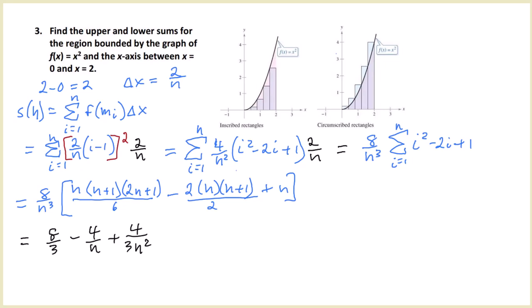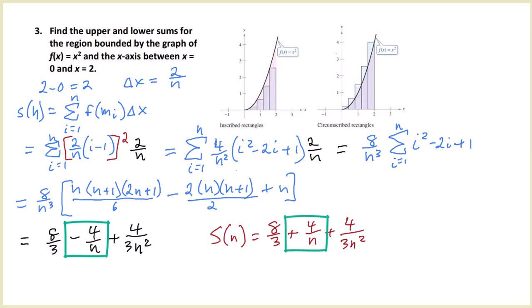For the circumscribed part, I would have to do the same thing. What would change? That i minus 1 would just be i, because we're using the right-hand corner of the rectangles. And I did that, so we don't have to work all the way through it. Here's what I got for the upper sum. What's the difference? There's minus 4 over n in the lower sum, and the upper sum is plus 4 over n.